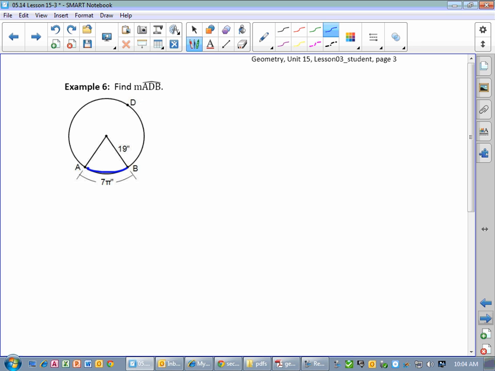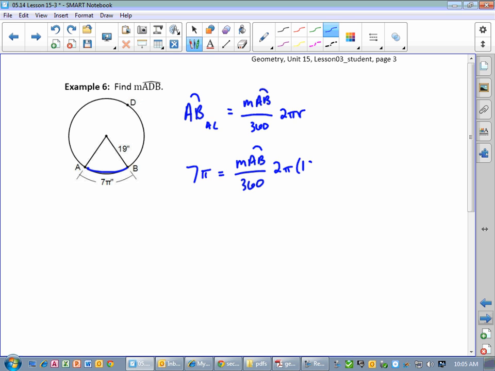So let's concentrate on finding the measure of this minor arc, because that's what we know. We know the arc length of AB, right? We know that, and we have a formula for that. All right, so we have a formula. The measure of arc AB over 360 times 2 pi r. That's the formula we're given. It's right there on the front page. Well, we know the arc length of AB was 7 pi. 7 pi equals. We don't know the measure of arc AB. But we do know the radius. The radius is 19.